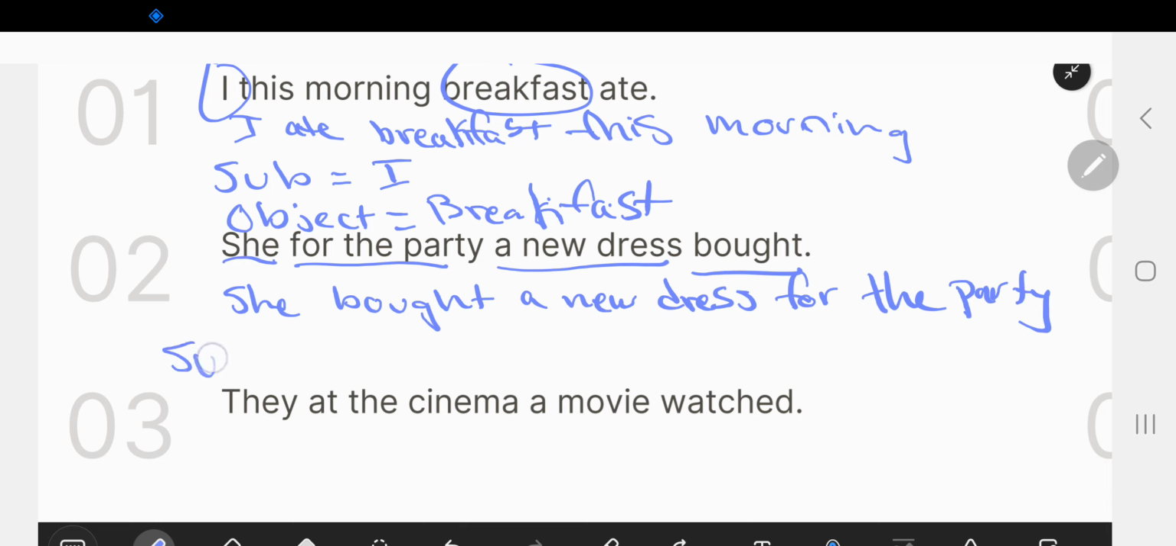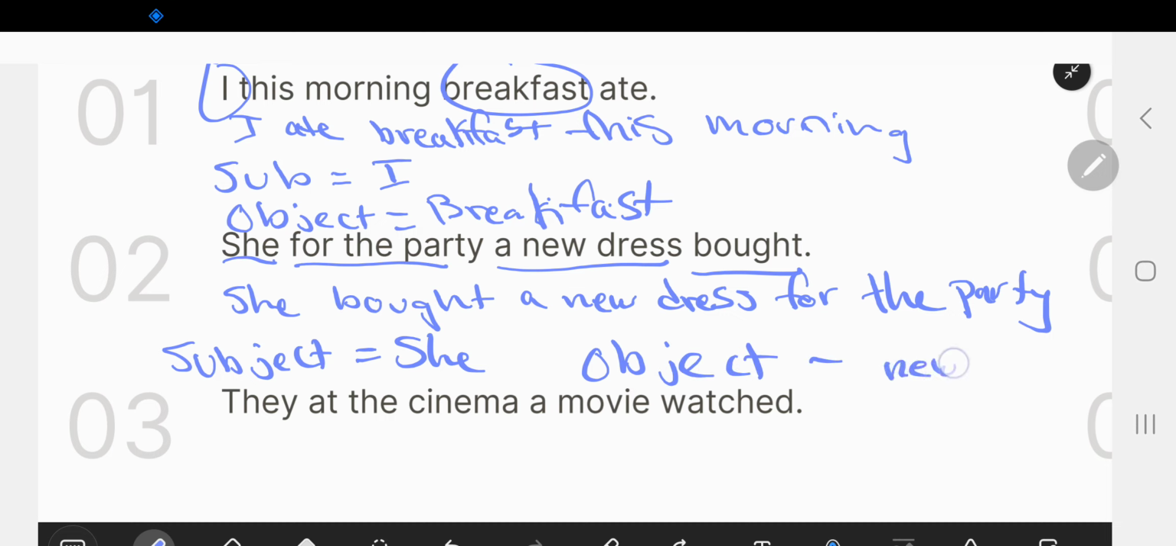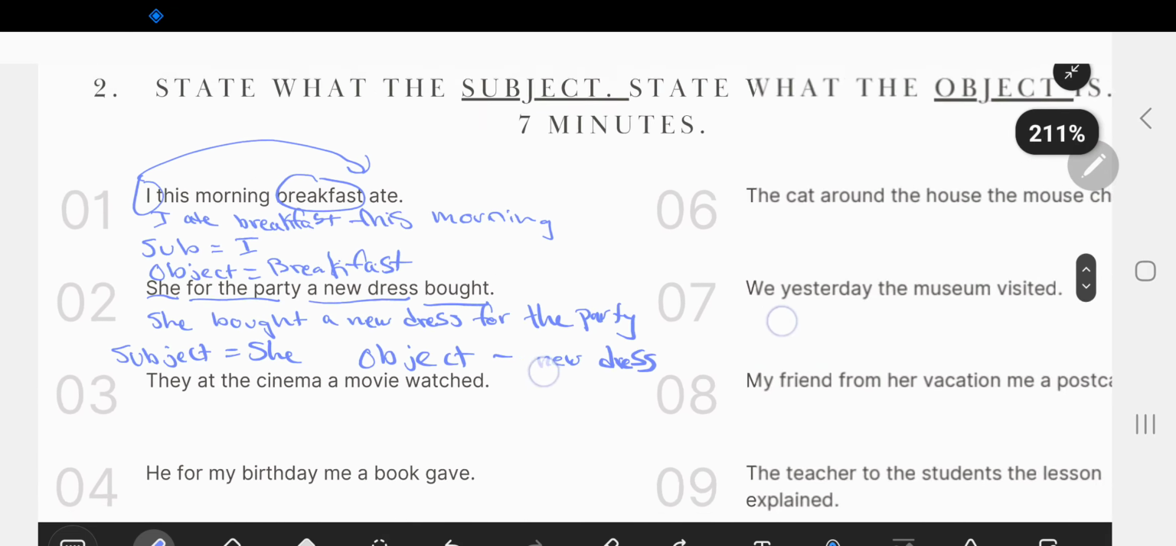What is the subject? Subject is the one who did the action, so that would be she. What is the object? What did she buy? A new dress. That is what she bought, right? So, what did she buy? A new dress. So, that is the object. So, that's all I want you to do for now.